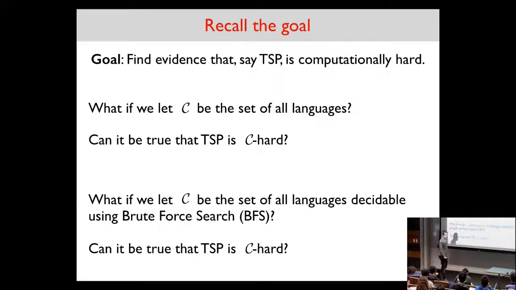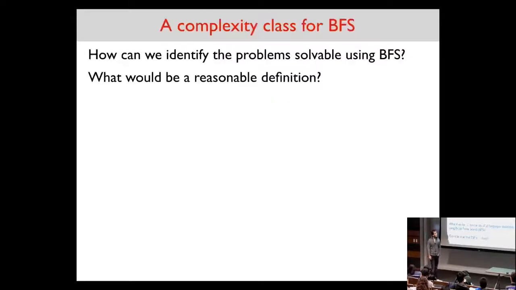Then our second attempt will be the following. We're going to try to set C. Again, we're going for the largest C that we can go after. We're going to set C to be the set of languages decidable using brute force search, BFS. Okay? So now we're going to ask, can it be true that TSP or SAT or whatever is C hard for this class? Well, to answer this question, we have to really come up with a language that somehow captures problems that are decidable using BFS, brute force search. So, this will be what we'll do next, basically.